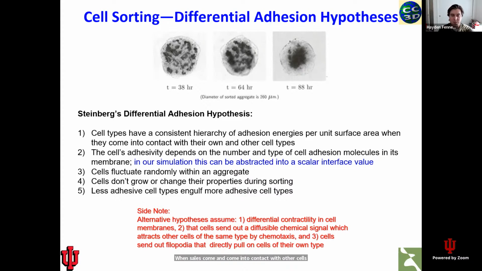This adhesivity is based on the number and type of cell adhesion molecules in the cell's membrane. But for our purposes today, this can be abstracted basically into a scalar interface value where each interaction type between cells has a specific contact energy, like you were using briefly in the previous session. It states that cells fluctuate randomly within the aggregate, that they don't grow or change their properties during the sorting. And that, like I talked about before, the less adhesive types tend to engulf the more adhesive types.